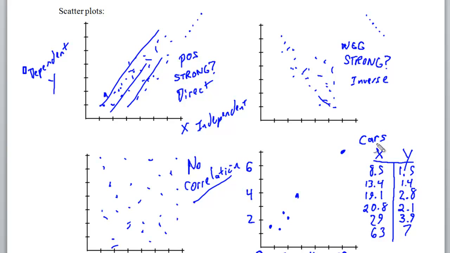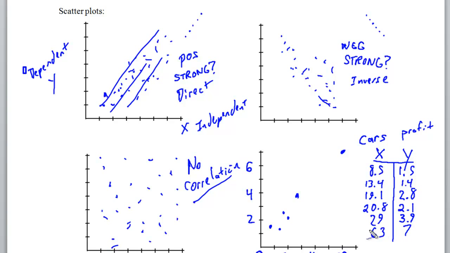So this is, or cars in tens of thousands, excuse me. So this would be 85,000 cars, 134,000 cars, 191,000 cars, 208,000 cars, 290,000 cars, and 630,000 cars. Now, the Y is going to be our profit in billions, which means that this is $1.5 billion in profit, 1.4, 2.8, and all the way up to 7 billion.